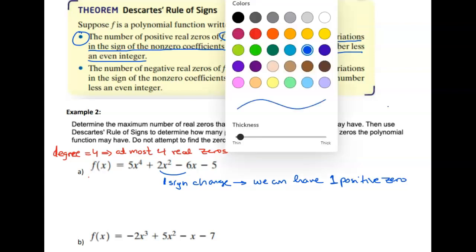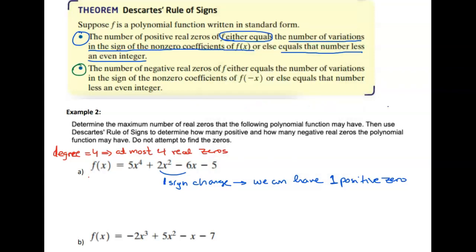All right, now let's look at the second part, which looks at the number of negative real zeros. So I need to figure out f at negative x. Okay, so I take my function and I plug negative x in here and simplify. So 5 times negative x to the 4, 2 times negative x squared, minus 6 times negative x minus 5.